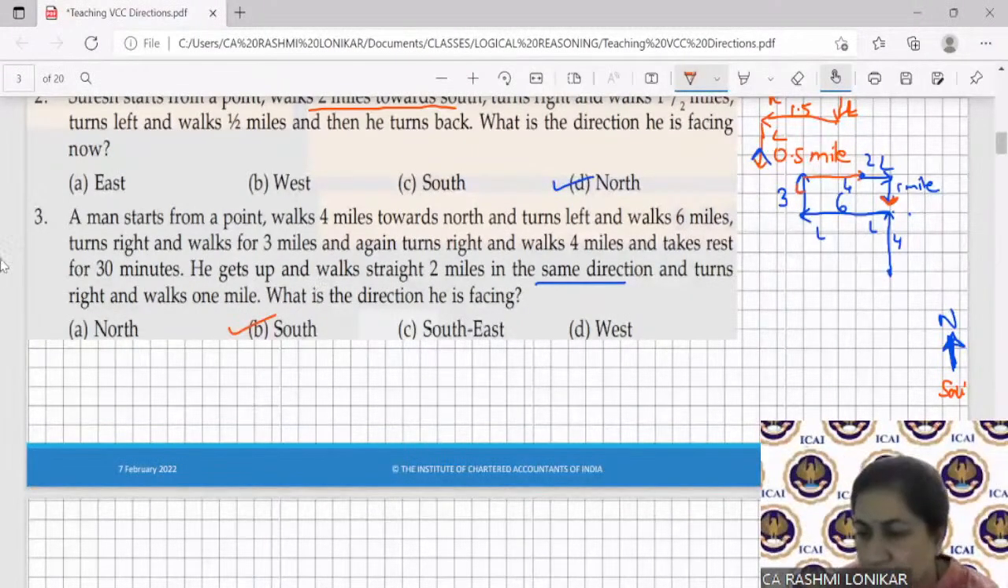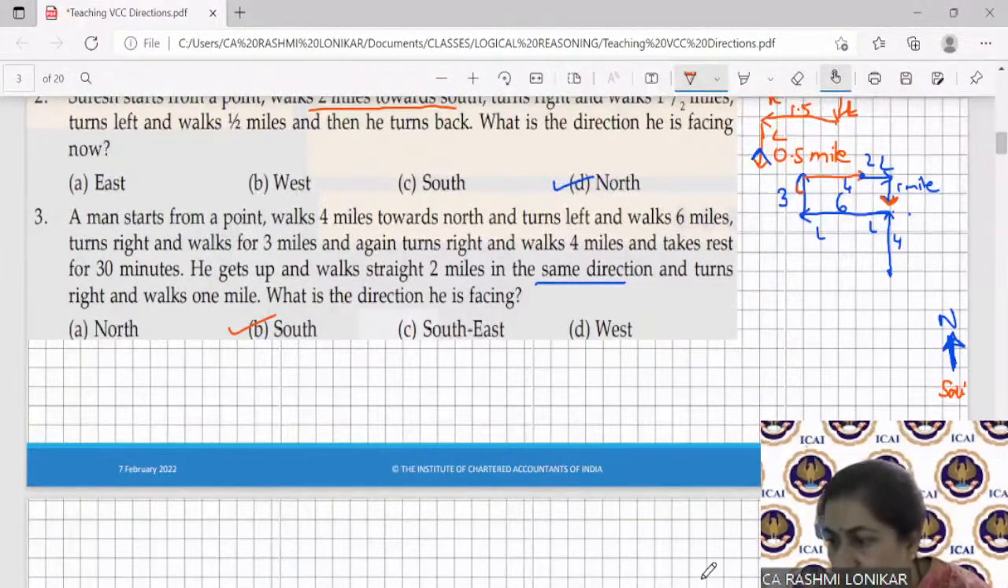Yes, I will repeat this for you. Yes, don't worry. What is happening here? I'm standing over here.